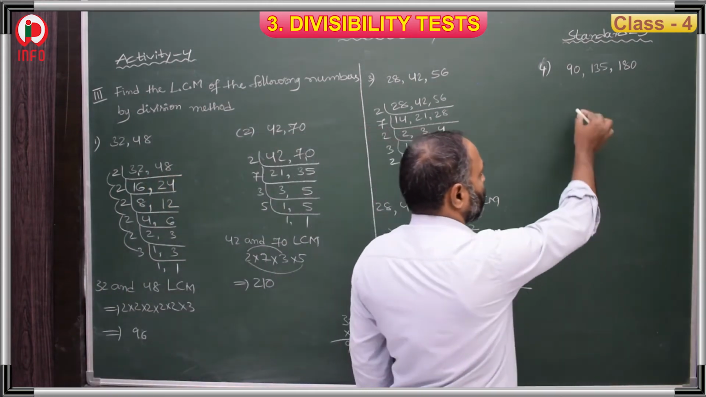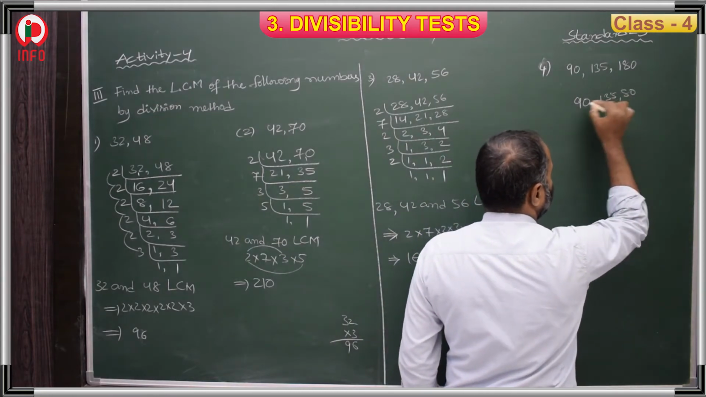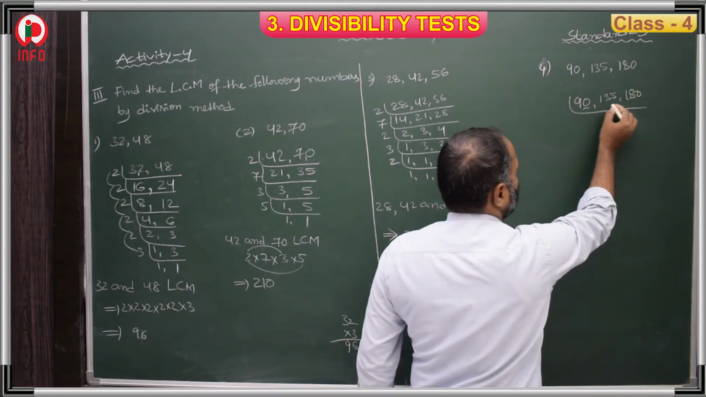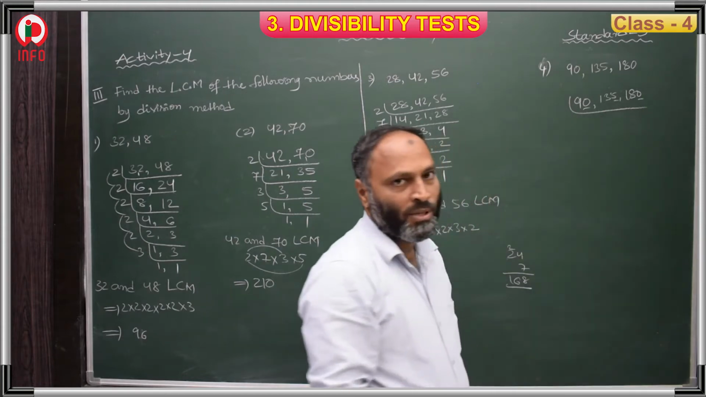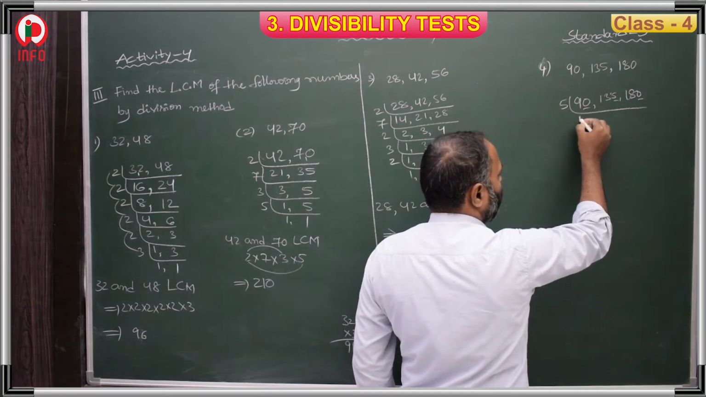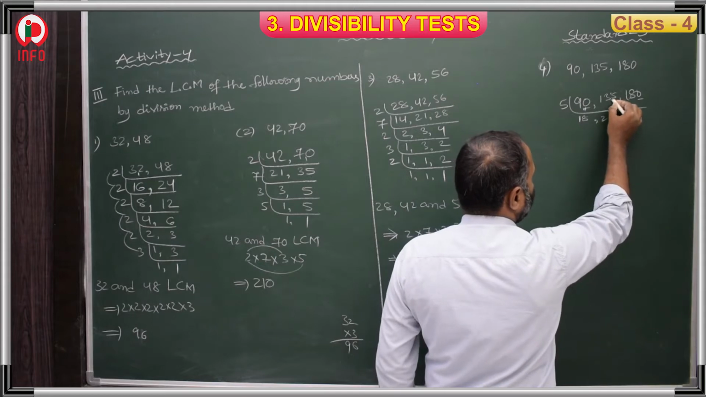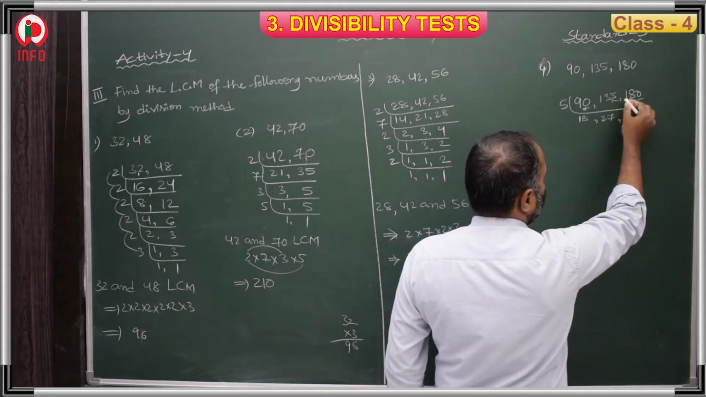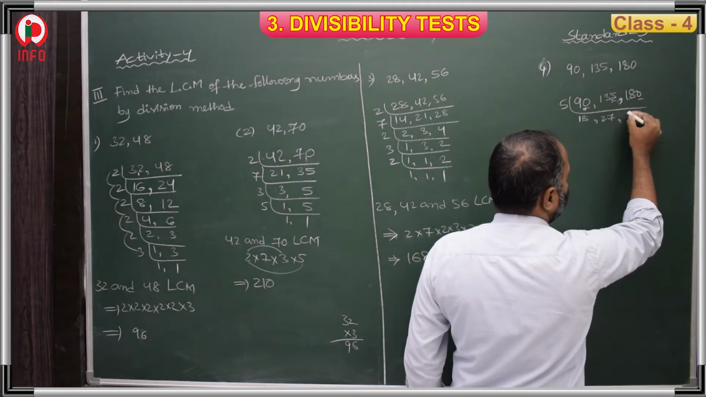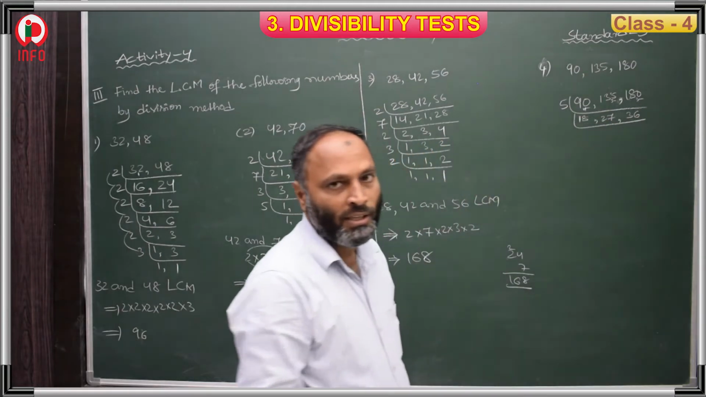Then the fourth one: 90, 135 and 180. The last digits are 0, 5 and 0, which means they are divisible by 5. Take 5. 5 ones are 5, 5 4s are 20, 5 7s are 35, 5 3s are 15, 5 6s are 30.